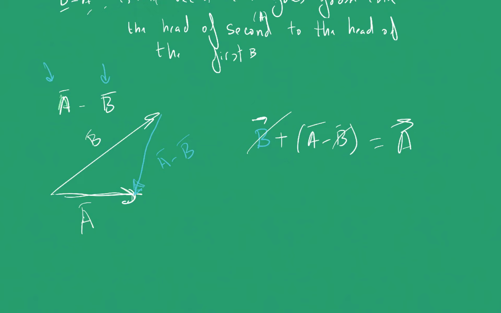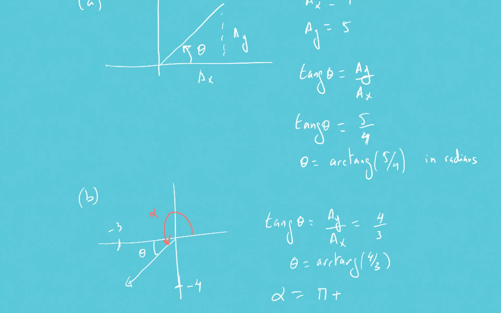And now we sum. We sum B with this one, with A minus B. And if we sum it, the B with the A minus B, the algebraic calculation will say that this is the A and is correct. This one is the sum of this plus this, and it's done. I hope you all catch it.